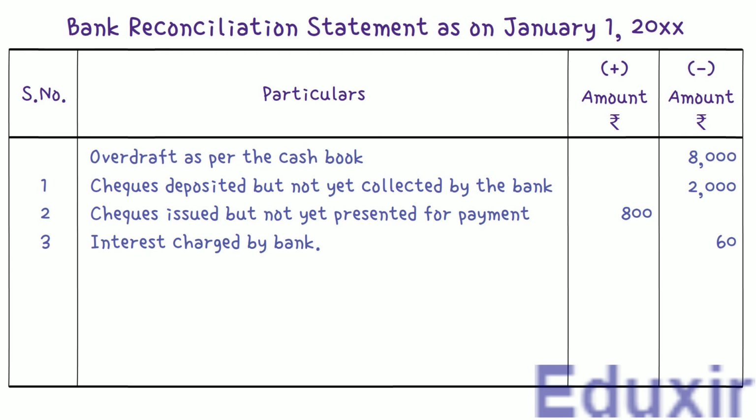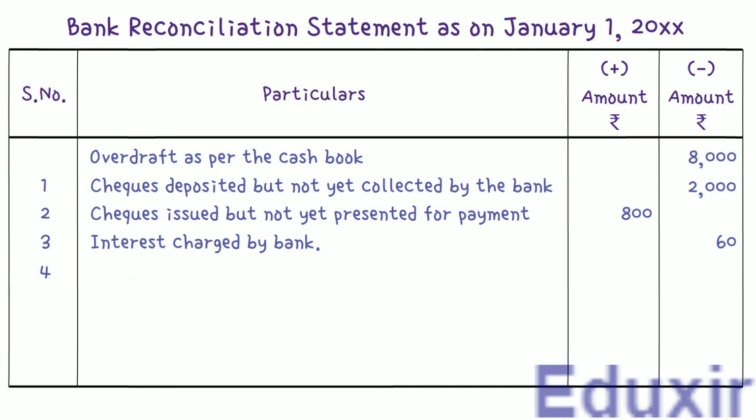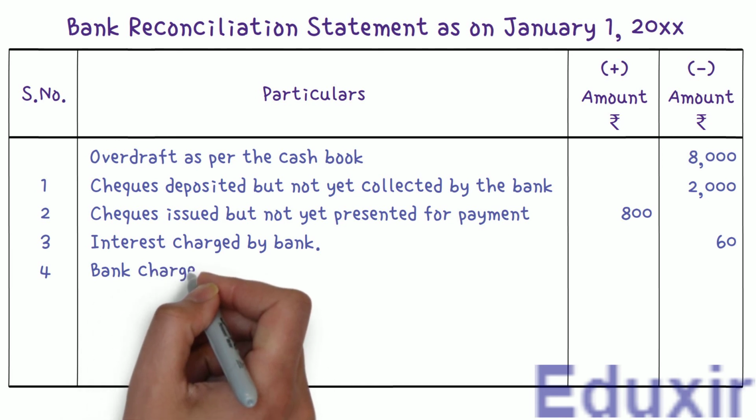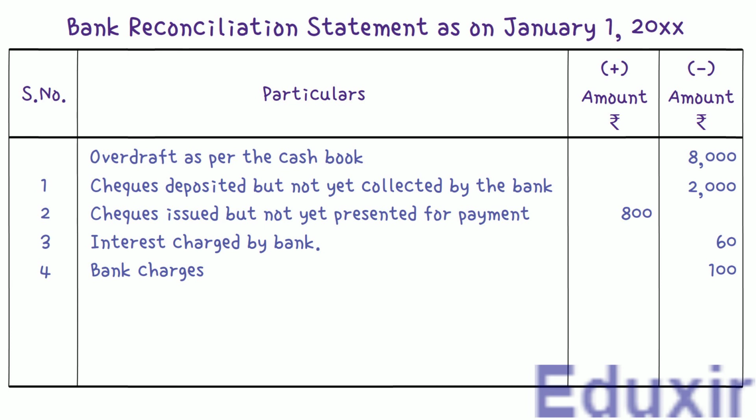Now for the next transaction, let us first write the serial number. Let us then write the particulars as bank charges. Let us now write this amount of 100 rupees in the minus amount column. That completes the recording of these details into the bank reconciliation statement. In fact, we have completed the recording of all the details into the bank reconciliation statement.